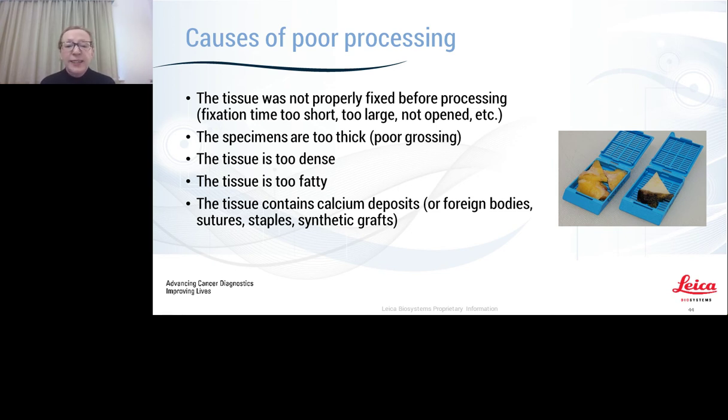If the tissue isn't fixed before processing, as we went through some of the reasons for the fixation, you can see the effect of short fixation, then the processing will not be good. The specimens are too thick, poor grossing techniques, or tissue that no one can decide on which part not to put in, so they put in the whole lot into a cassette. The tissue is too dense for that particular protocol. It's too fatty, and it, again, needed a special protocol to deal with the fat. Tissue contains calcium deposits or foreign bodies, such as sutures or staples or synthetic grafts. Always best to remove it at grossing before we get to the microtome site.